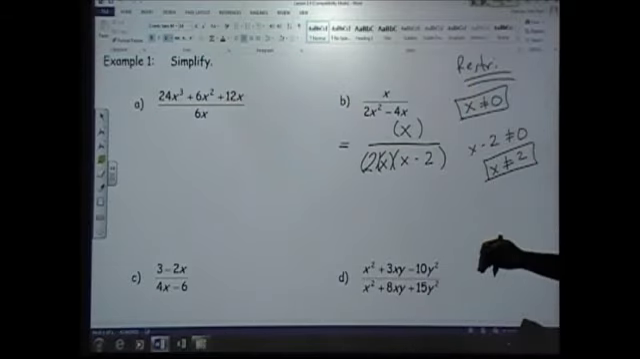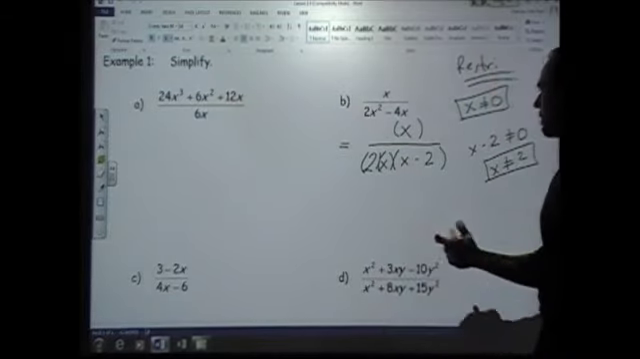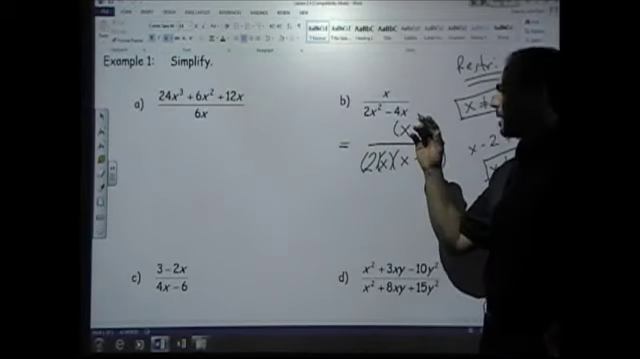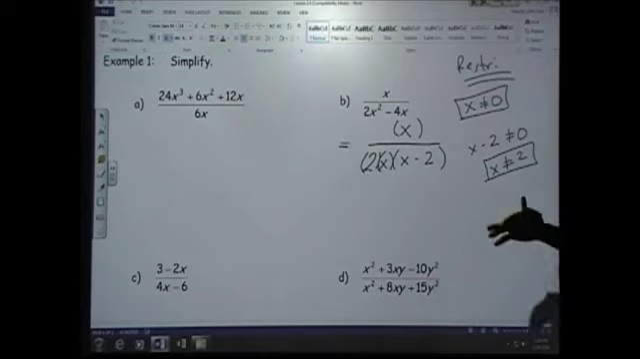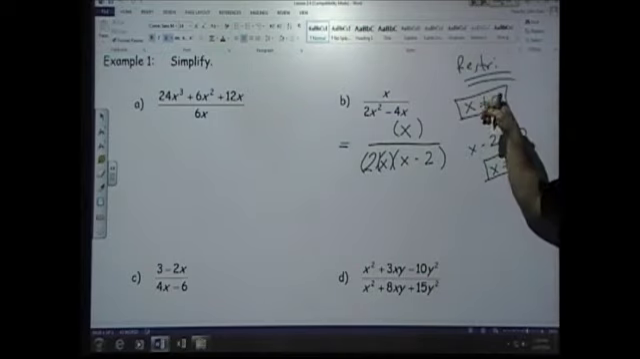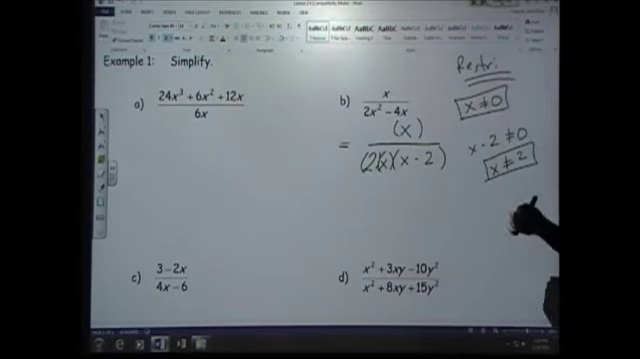And you'll see next year when you go to graph these things, once you simplify them, you'll understand that there'll be holes in your parabola or whatever you're graphing. There'll be holes in those specific areas because x cannot equal 0 means that it's undefined exactly at x equals 0. It's undefined when x is equal to 2.